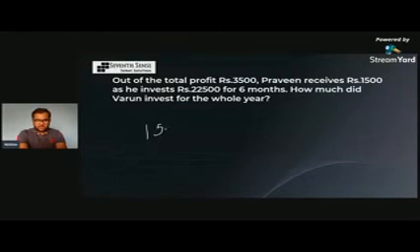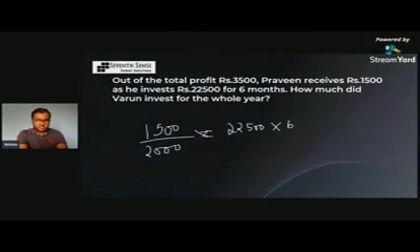All right, so total profit is 3,500. So profit share of Praveen is 1,500. So the remaining is for Varun, right? So it will be 2,000 rupees. That will be equal to investment of Praveen, 22,500, and he is just investing for 6 months. That is the period of his investment. We do not know what is the investment of Varun. That will be X into 12. That is one whole year.